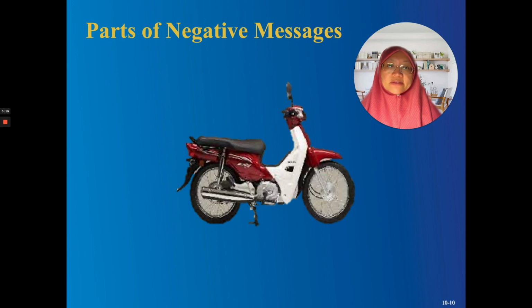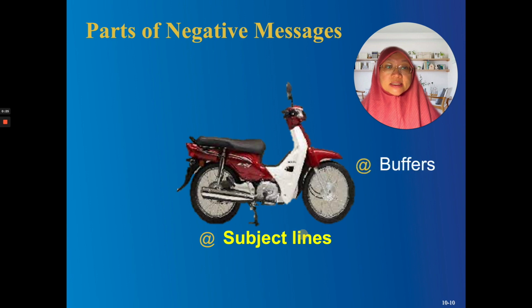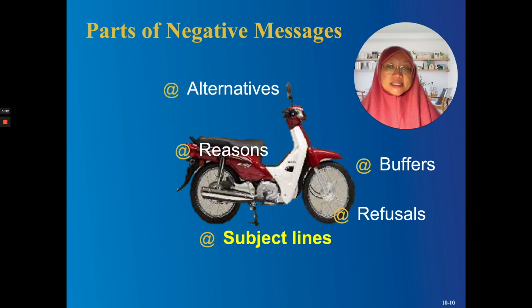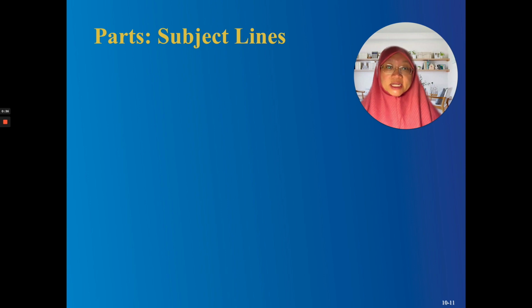To help us in forming an effective negative message, we break down a negative message into 6 parts or components. They are the subject lines, buffers, reasons, refusals, alternatives, and lastly, the endings. The first one is subject lines.